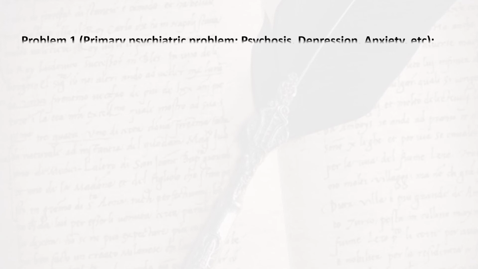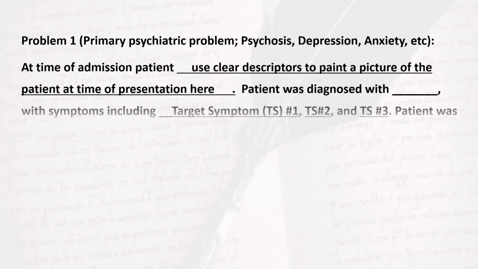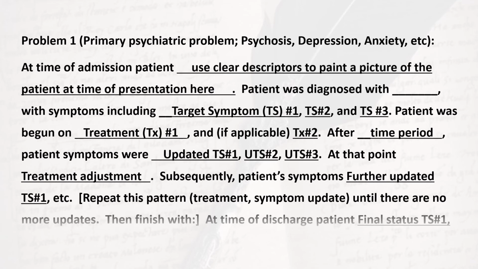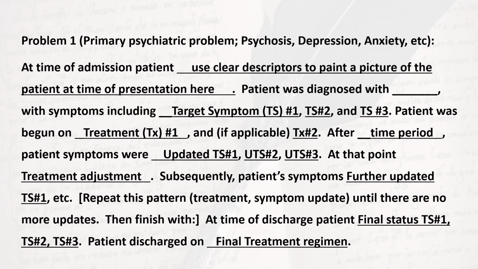I'm going to identify the problem. Assuming it's a psychiatric problem, we'll say maybe it's psychosis or depression or anxiety. I'm going to put a colon, and then I'm going to say at the time of admission, the patient blank, and I'm going to fill that blank in with a clear description of what the patient looked like at the time of presentation to help that ED doc or admitting provider compare the patient now and during the future time when they're seeing them. Then I'm going to say, in order to answer everyone's question about what was the patient treated for, the patient was diagnosed with blank.